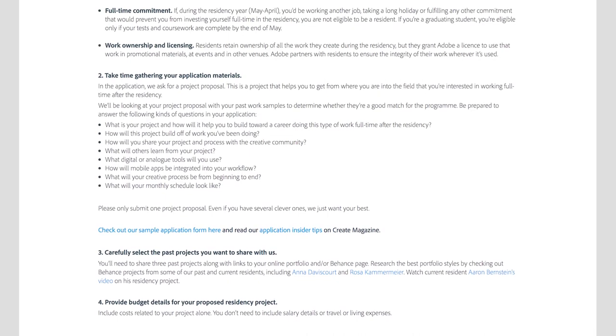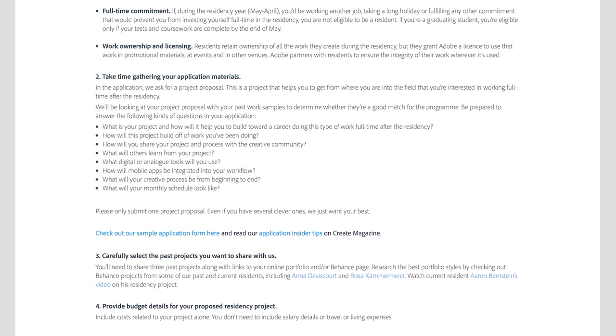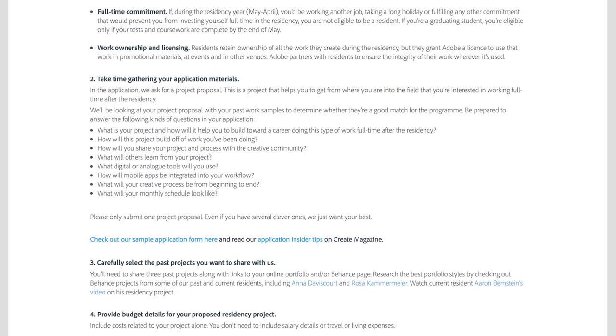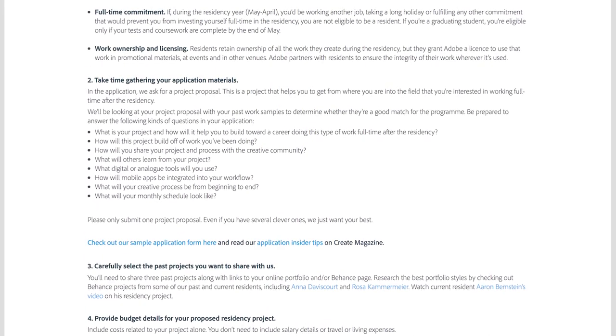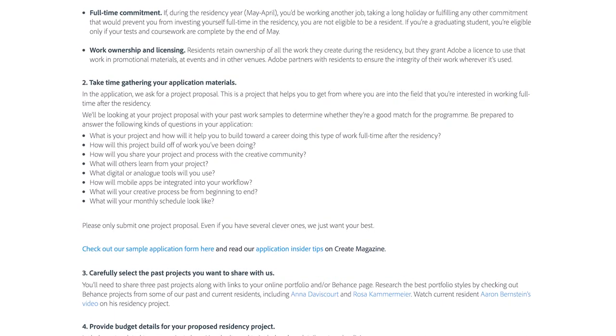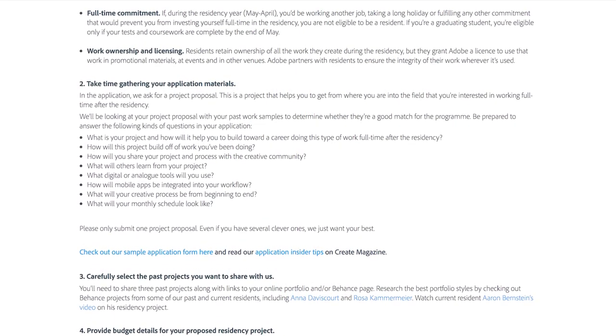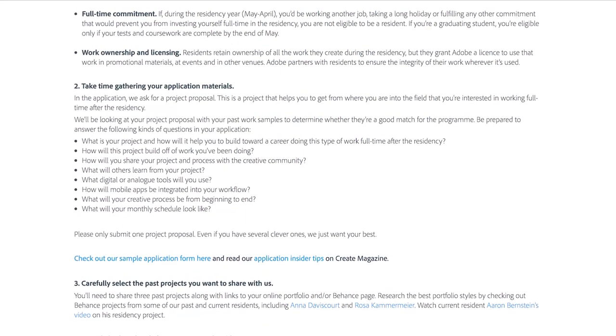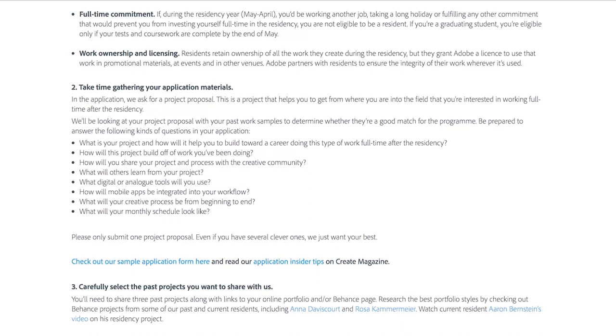Some of the questions, as you can see on the screen, are: what is the project, how is it going to help you build a career, how this project builds off of work you have been doing before, how would you share the project and process with the creative community, what will others learn from your project, what digital or analog tools will you use, mobile apps, your creative process, and your monthly schedule.